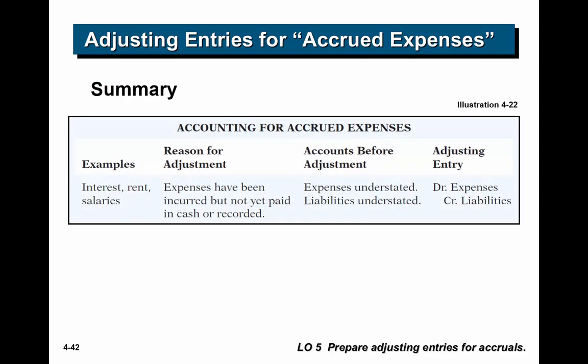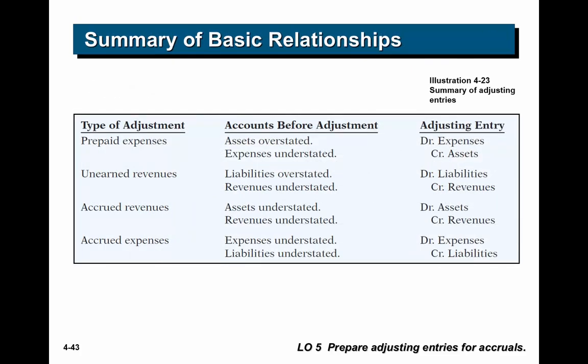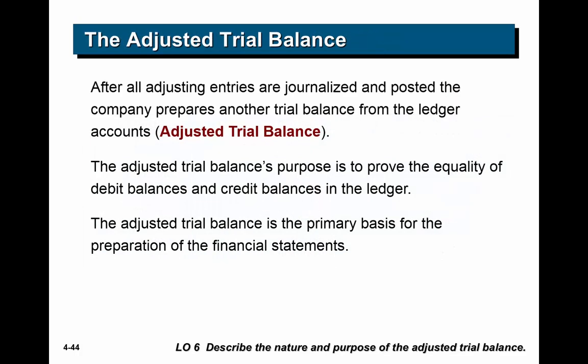There's the summary for accrued expenses. So those are the 4 types of adjusting entries. I suggest you become familiar with how they work, and you'll get some experience with them in the homework assignments. There's a summary of all those relationships. I won't reread them to you. You can pause it and look at this longer if you want. You can also find it in the book, illustration 4-23.